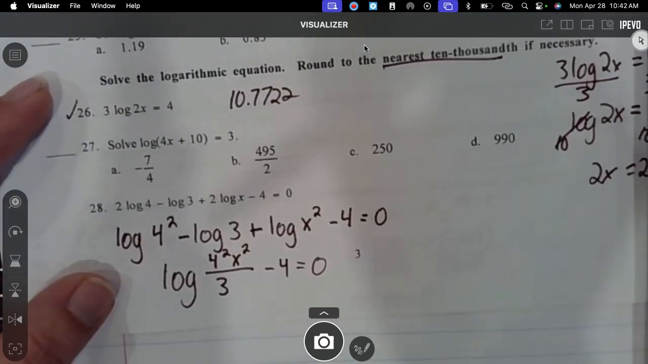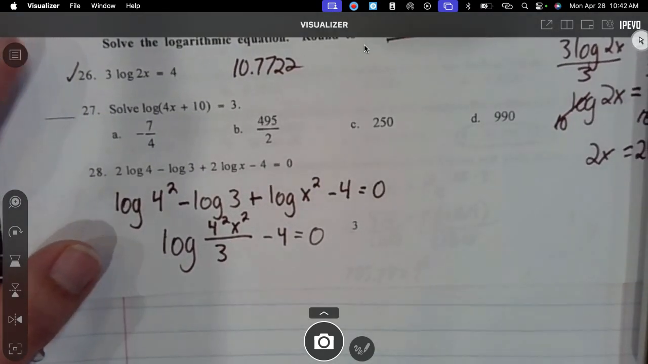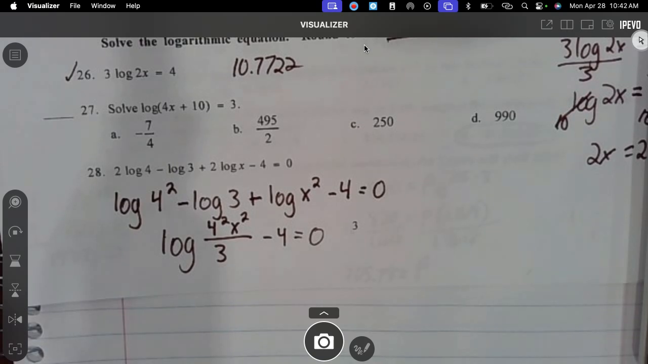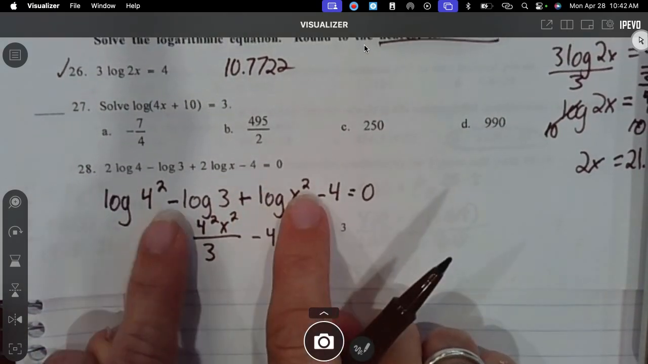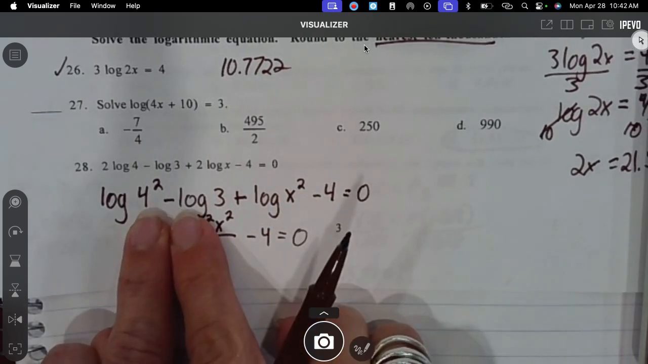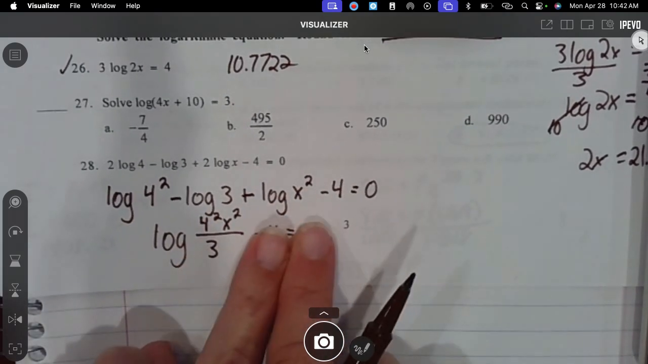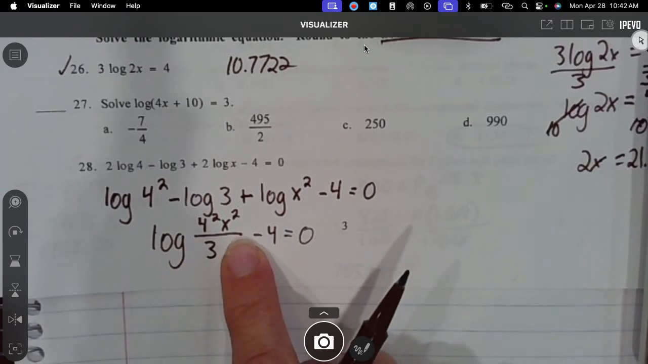Everybody good with that? Not really. What do you not understand? Oh, it's just kind of confusing. I'd put these 3 logs together. If there's a number out front, it goes to the exponent. If it's subtraction, it goes in the denominator. If it's addition, it's being multiplied, so it goes in the numerator.